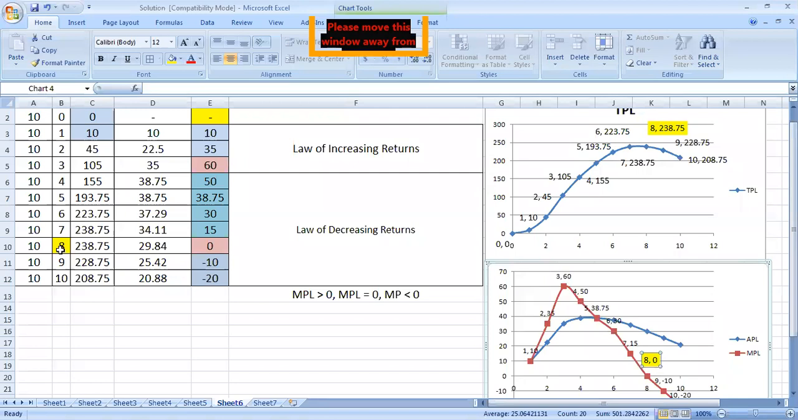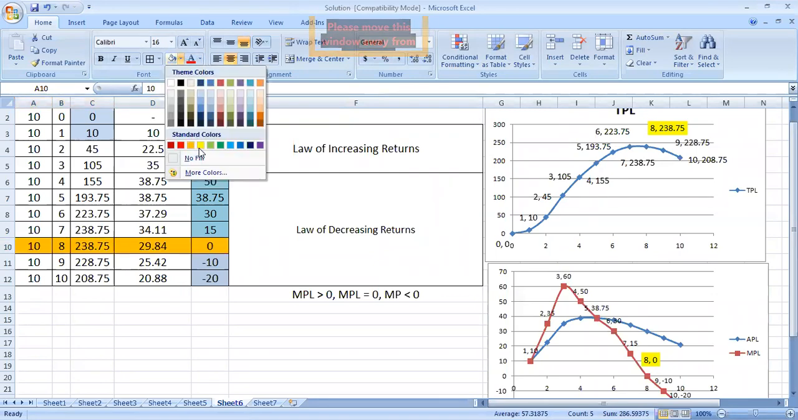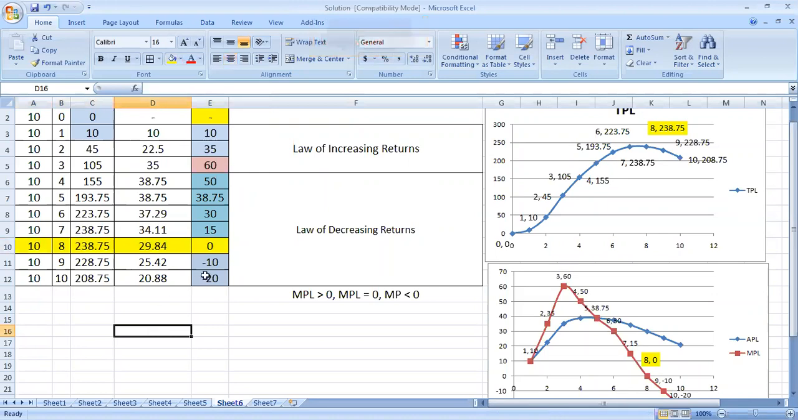Now let me highlight this information over here. Look at this information, the one which I've just highlighted in the table, right? At 8th unit of labor, total output is 238.75 and level of marginal product is 0. So the total output becomes maximum at a point where marginal product of labor becomes 0.